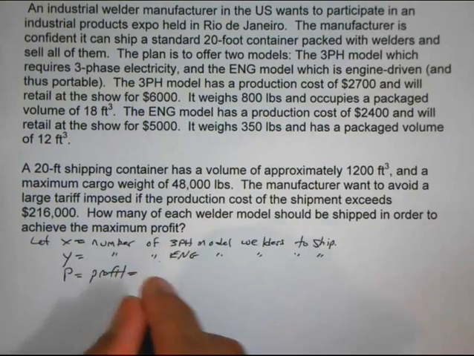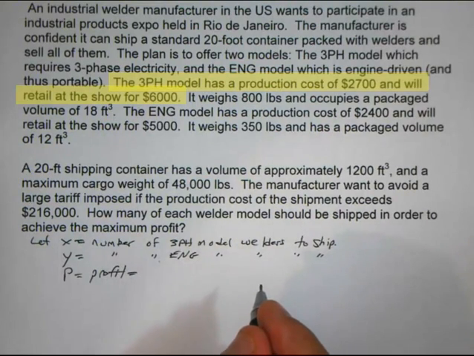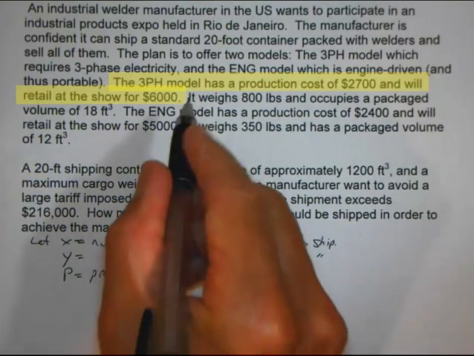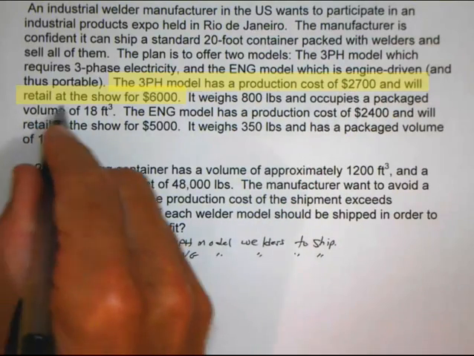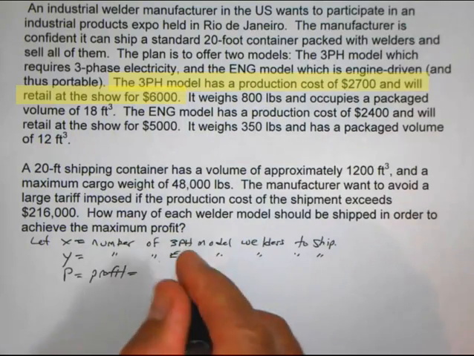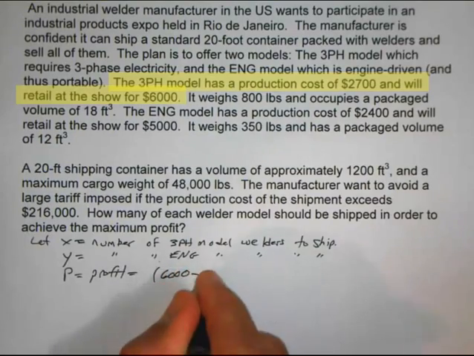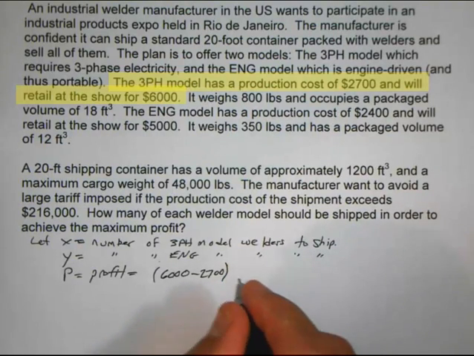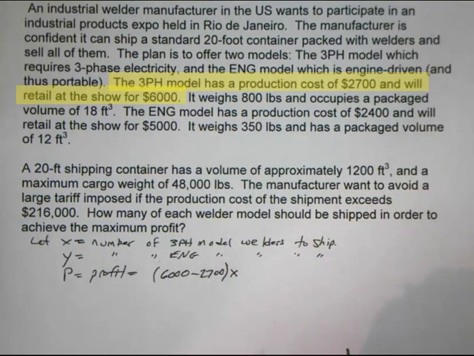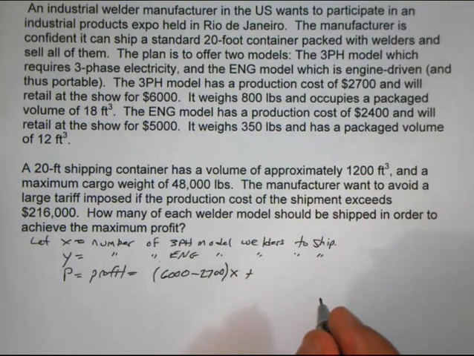And let's see, what about that? Well, we have the production cost and the retail price for the 3pH model. One 3pH model costs $2,700 to manufacture and retails at $6,000. So that difference there will be our profit on one of them. That would be 6,000 minus 2,700. That's for one welder. It would be multiplied by the number of 3pH models to get the total profits from the 3pH sales. And then there's profit derived from selling the ENG models.